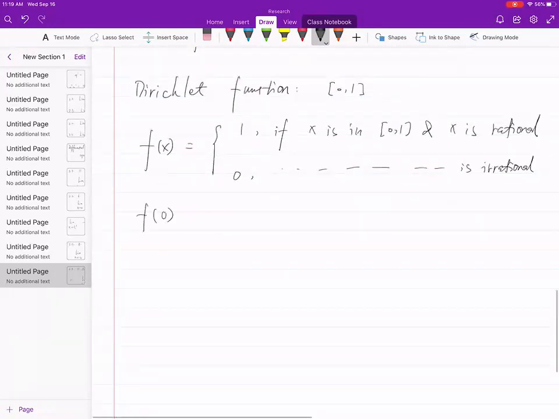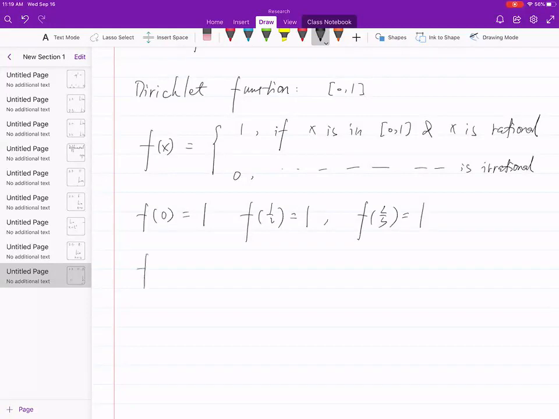What is f(0)? Is 0 a rational number? Then the answer is 1. It is rational. What is f(1/2)? Is 1/2 rational? Yes, then the answer is 1. f(2/3), any fraction is going to be 1 because it's rational. Sounds good?